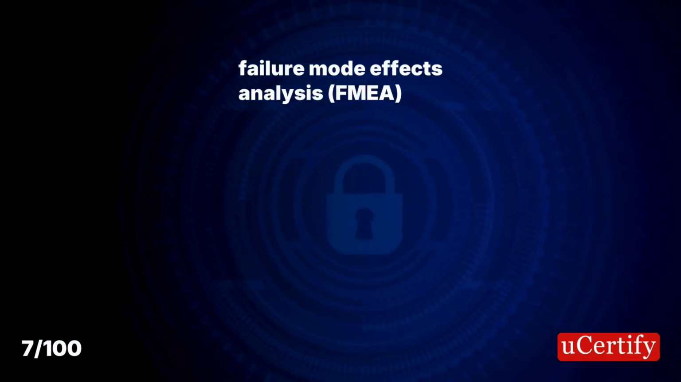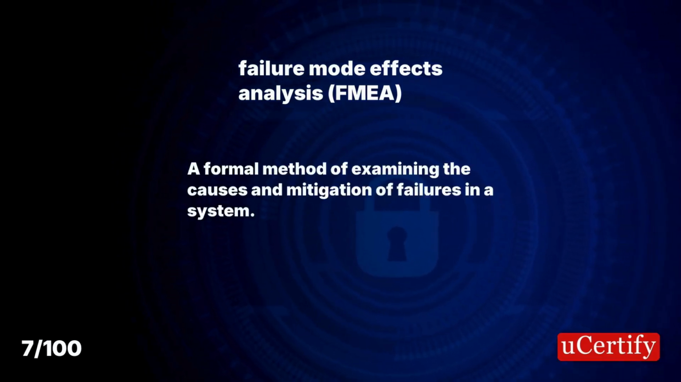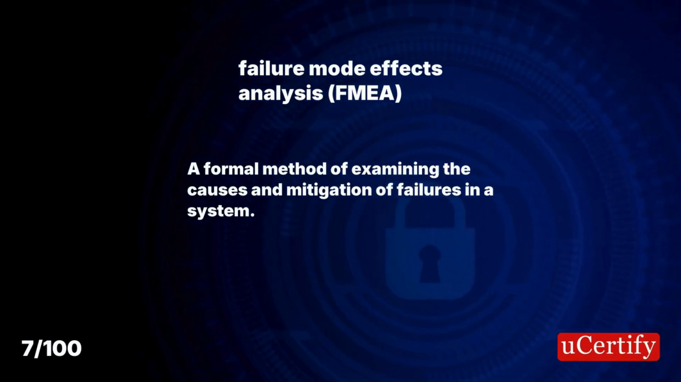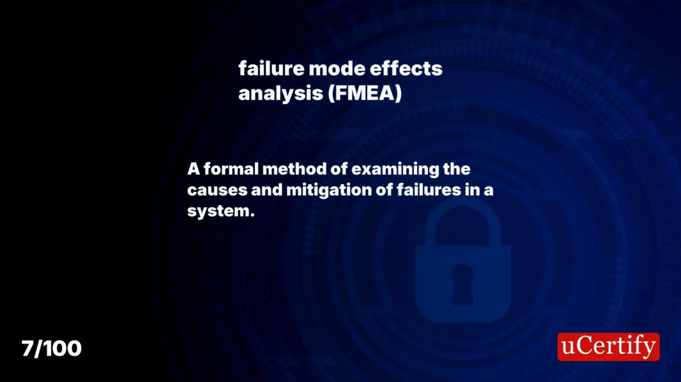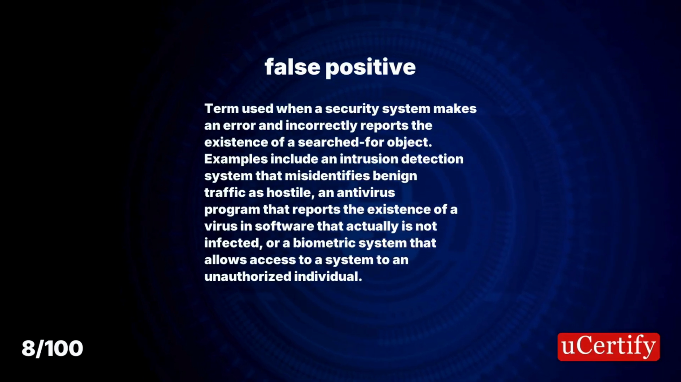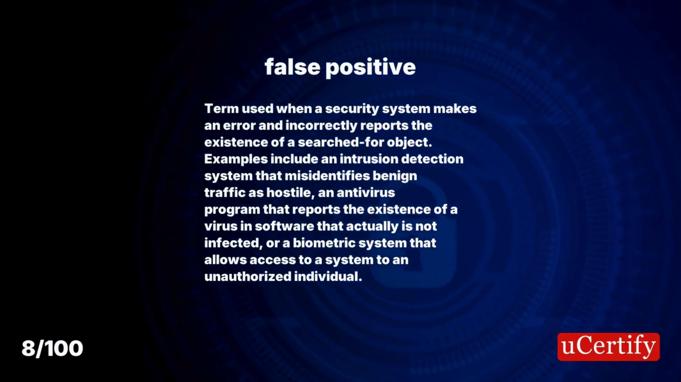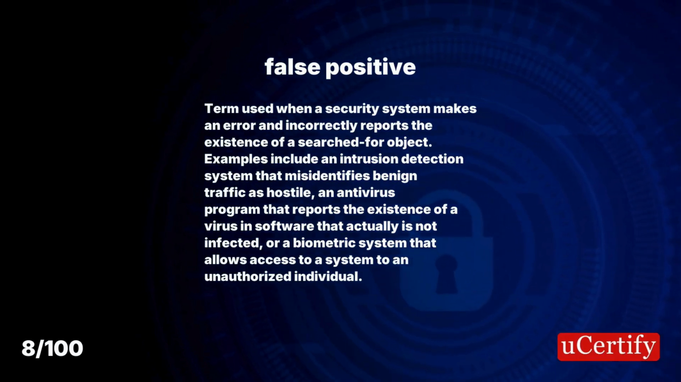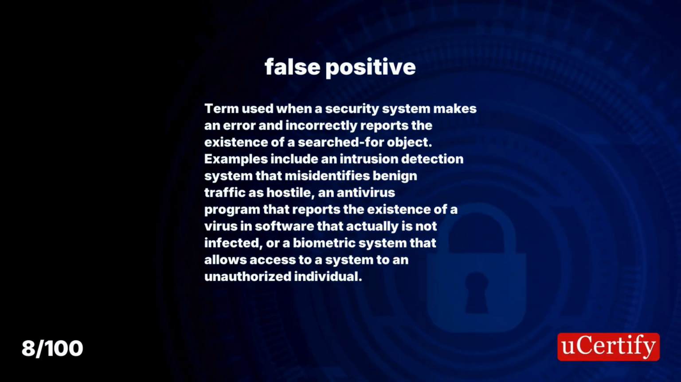Term: failure mode effects analysis, FMEA. Definition: a formal method of examining the causes and mitigation of failures in a system. Term: false positive. Definition: term used when a security system makes an error and incorrectly reports the existence of a searched-for object. Examples include an intrusion detection system that misidentifies benign traffic as hostile, an antivirus program that reports the existence of a virus in software that actually is not infected, or a biometric system that allows access to a system to an unauthorized individual.